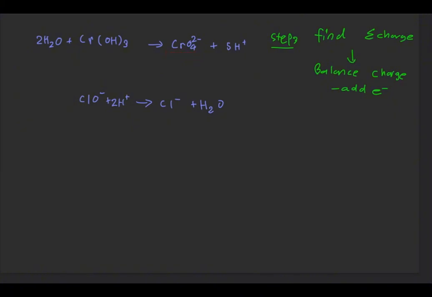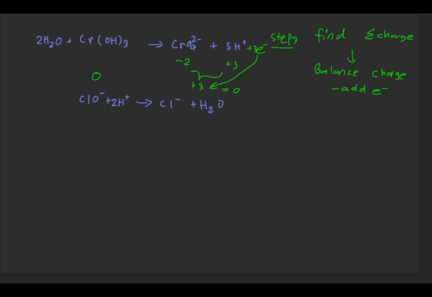As for the product side, chromate has -2. Then we add +5 from the protons, which combine to a total of +3. This side is 0 and that side is +3. Since electrons have negative charge, we will balance them by adding 3 electrons to the right side to cancel it out and bring it down to 0. Got it? Now the first equation is clear.